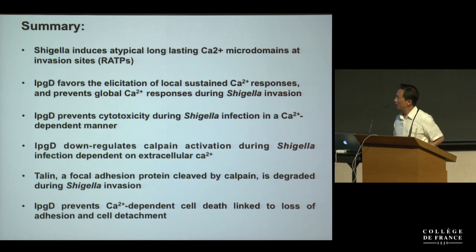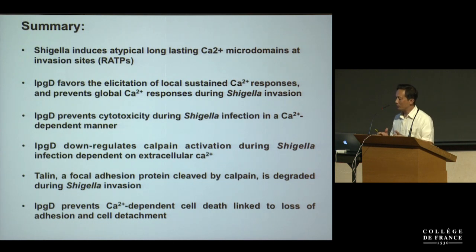We've shown that IpgD prevents cytotoxicity during Shigella infection, and this is in a calcium-dependent manner, which is in line with its effect on calcium signal inhibition. That it downregulates, therefore, calpain activation during Shigella infection. It depends on extracellular calcium. And that one of the targets is talin, the focal adhesion protein, that is cleaved by calpain, and that is degraded differentially in the wild-type and IpgD mutant. And we believe that IpgD prevents calcium-dependent cell death linked to the loss of adhesion, detachment.